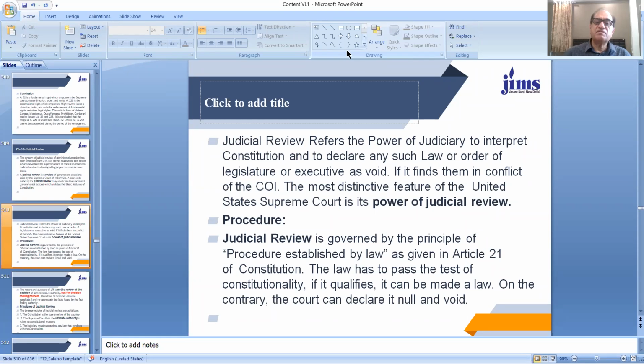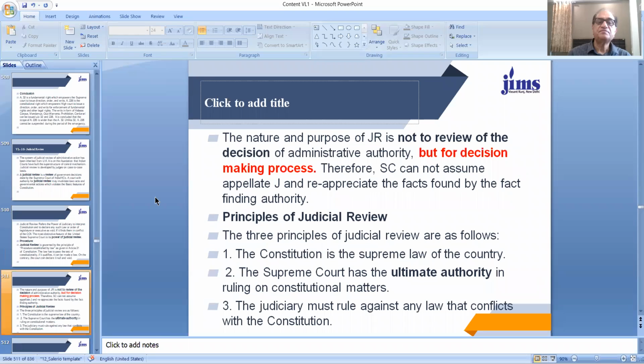You see, judicial review is governed by the principle of procedure established by law. As given in Article 21 of our Constitution, the law has to pass the test of constitutionality. If it qualifies, then it can be made a law. On the contrary, court can declare such a law as null and void.